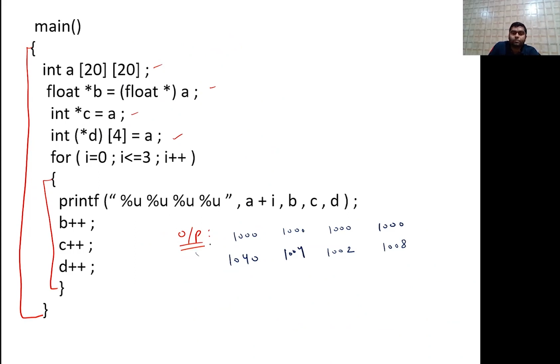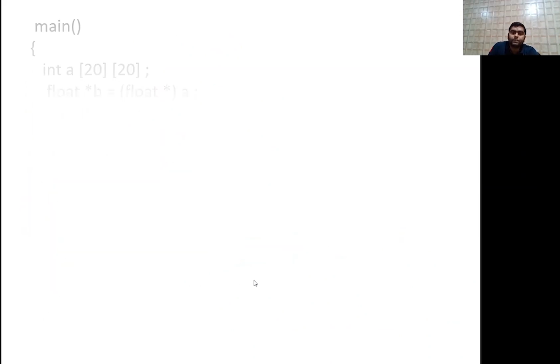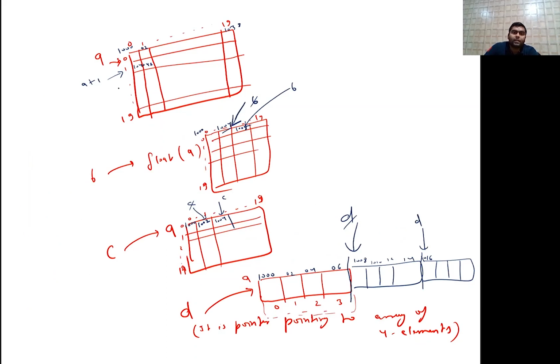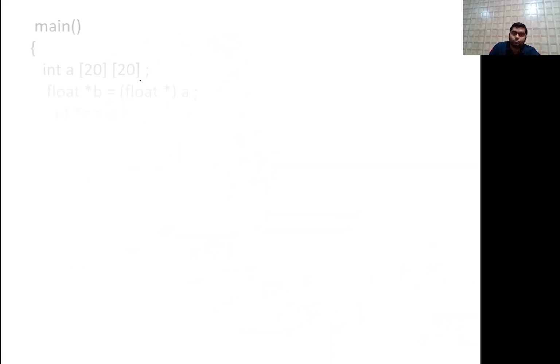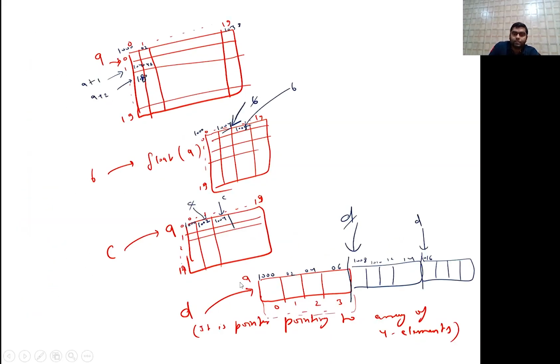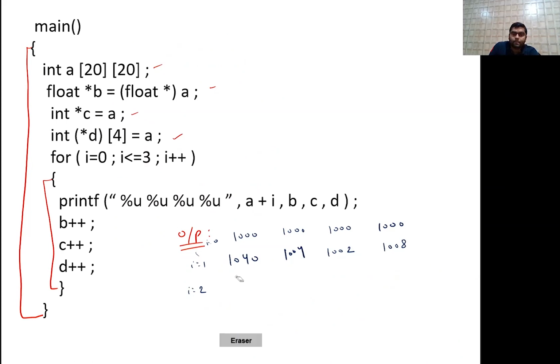Now next time when you enter the loop, the value of I will be 2. So this is for I equals 0, this is for I equals 1, this is for I equals 2. So what is A plus 2? A plus 2 means the second array base address in this case. So what is that? It is 1080. So next time this will be 1080. Observe very carefully.